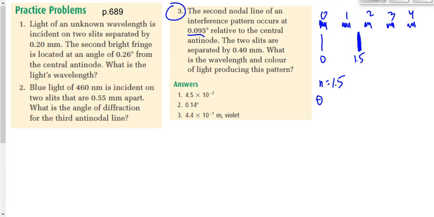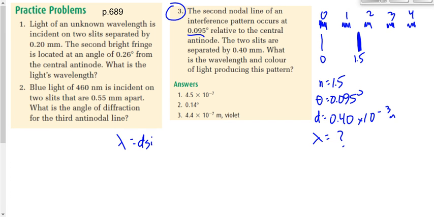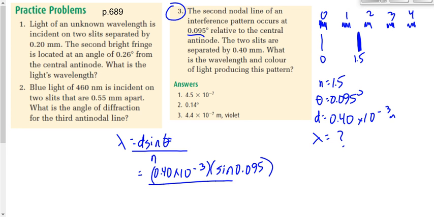We're going to say theta is 0.095 degrees, and we're going to say d is 0.40 times 10 to the minus 3. 0.4 millimeters or 0.40 times 10 to the minus 3 meters. Want to find the wavelength there. Probably going to use that first equation, d sine theta over n, since we have the angle already from the central max. 0.40 times 10 to the minus 3. Make sure your calculator's in degree mode when you do this, times sine 0.095 divided by 1.5.